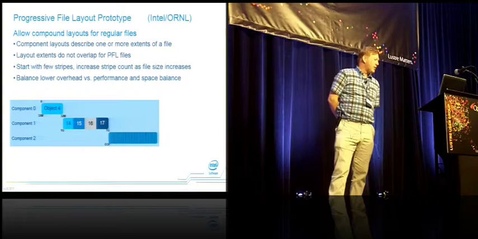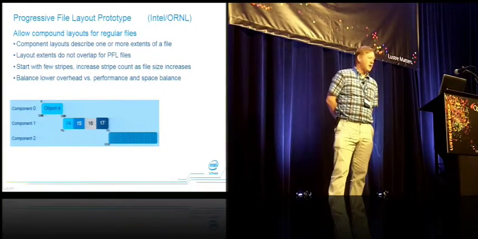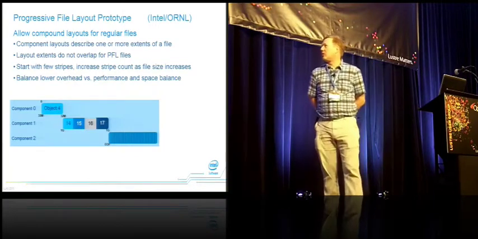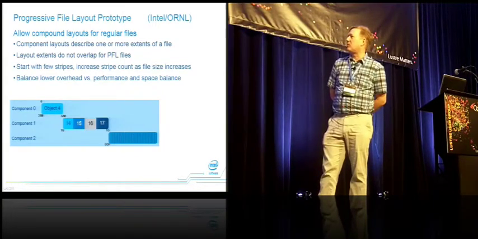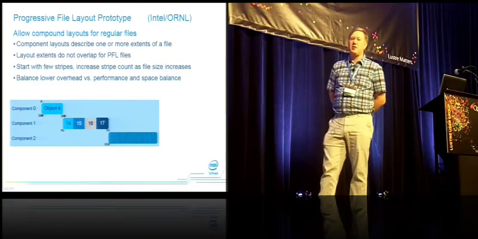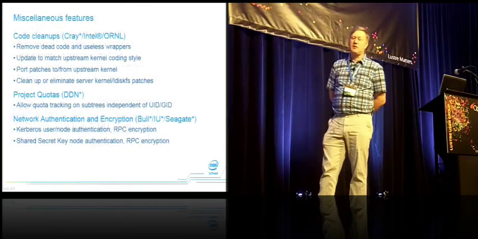The progressive file striping prototype is a project between Intel and Oak Ridge. John Hammond will be talking about this more soon. It's essentially trying to simplify the user's world of having to select striping in advance. This way they can specify progressive file striping. If their files don't grow very large, they only get one stripe and the overhead of one stripe. If the files grow huge, they can stripe over all their OSTs and get all the bandwidth. I won't spend too much time on that.